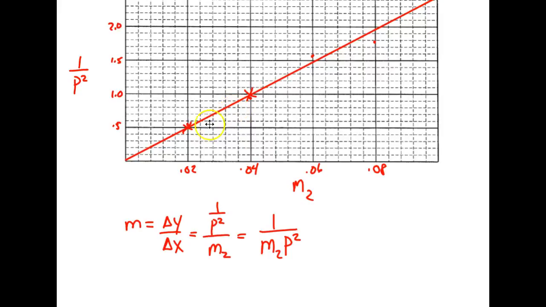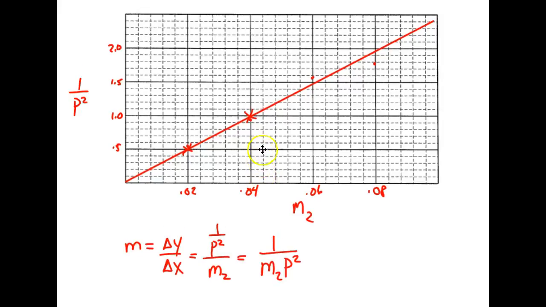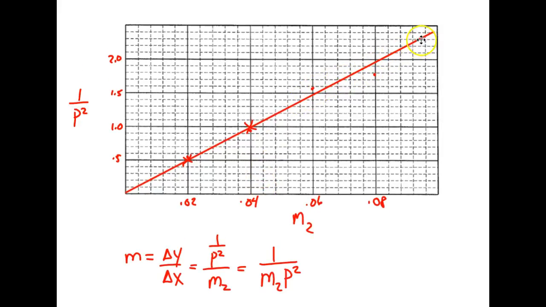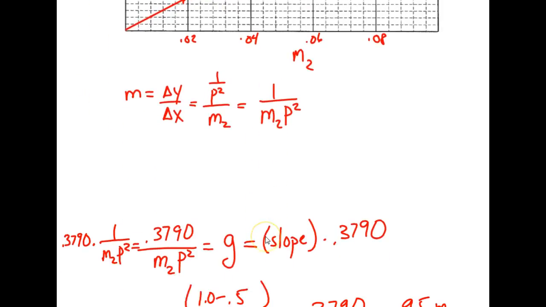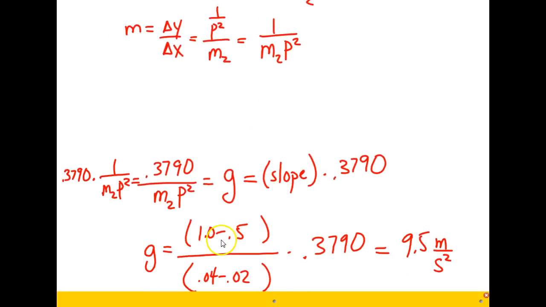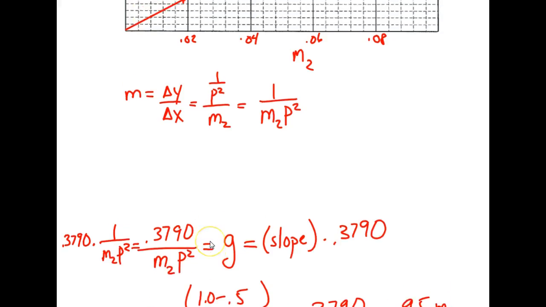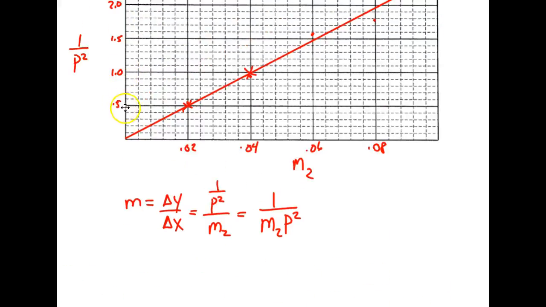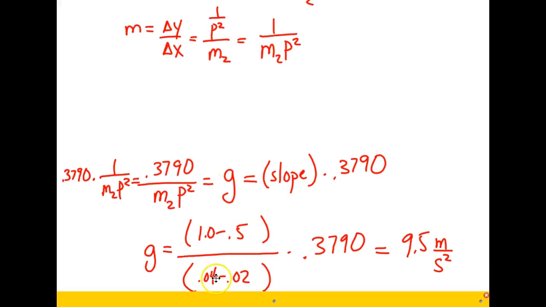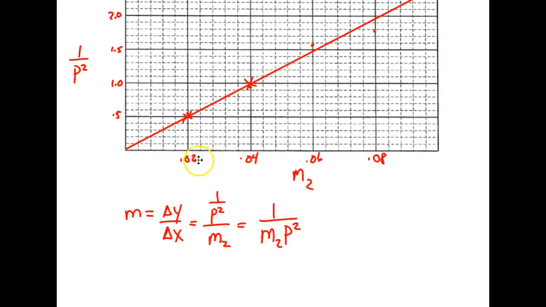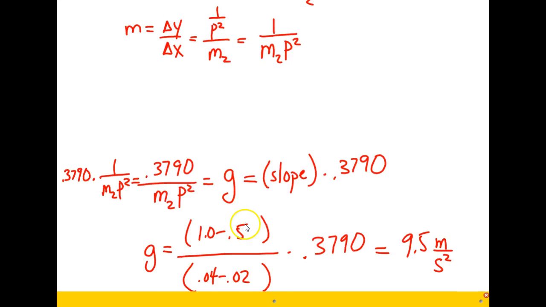I selected these 2 points which intersected grid pattern on my best fit line. You could use any points at all up through here that do that. This one would have been close and good points to use also. But for mine, I got a change in y value of 1.0 minus 1.5. These 2 points right here. My change in x, 0.04 minus 0.02, times the constant value of 0.3790.